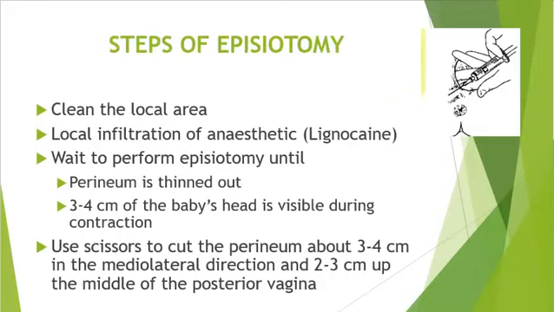The steps of episiotomy: the local area is cleaned, and local infiltration with lignocaine is done. In the mediolateral episiotomy, it is given beneath the skin and beneath the vaginal mucosa, and then infiltrated in a fan-shaped manner. Like I said, timing of the episiotomy is important. Give it when the perineum is thinned out and 3 to 4 centimeters of the baby's head is visible during contraction. Use scissors to cut the perineum about 3 to 4 centimeters in the mediolateral direction and 2 to 3 centimeters up the middle of the posterior vagina.